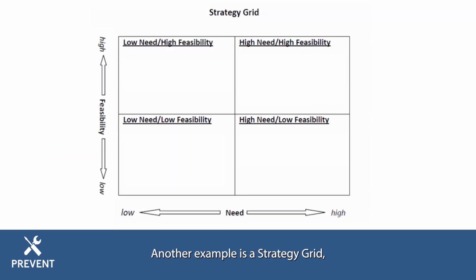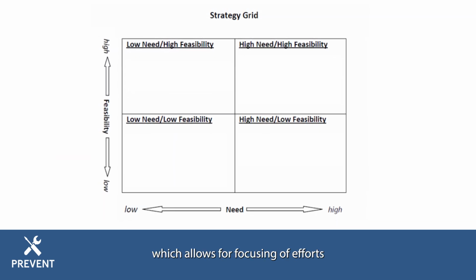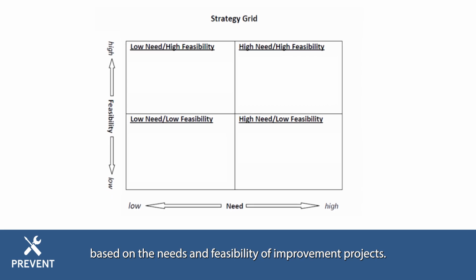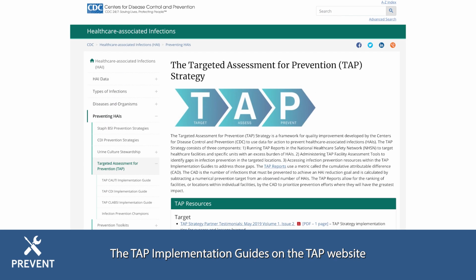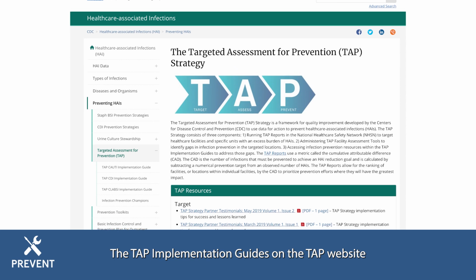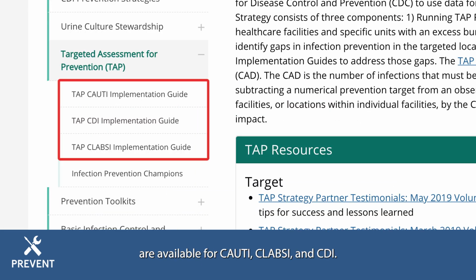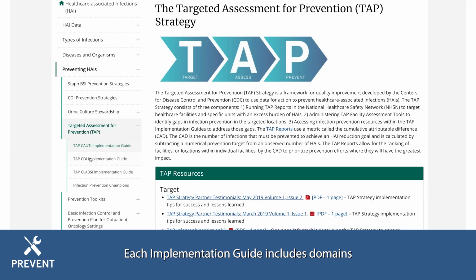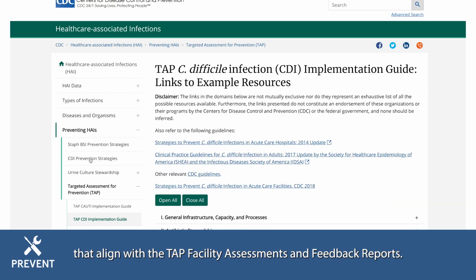Another example is a strategy grid, which allows for focusing of efforts based on the needs and feasibility of improvement projects. The TAP implementation guides on the TAP website are available for CAUTI, CLABSI, and CDI. Each implementation guide includes domains that align with the TAP facility assessments and feedback reports.